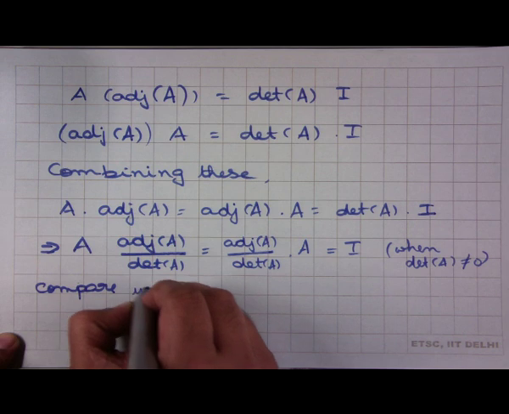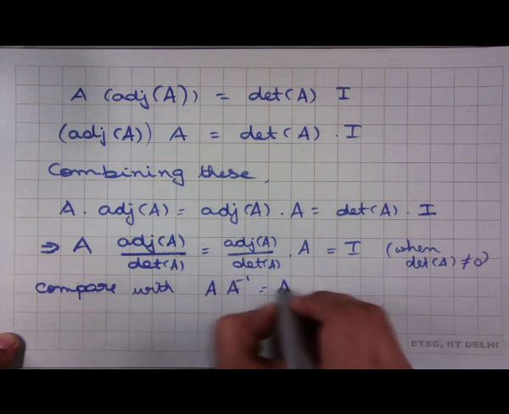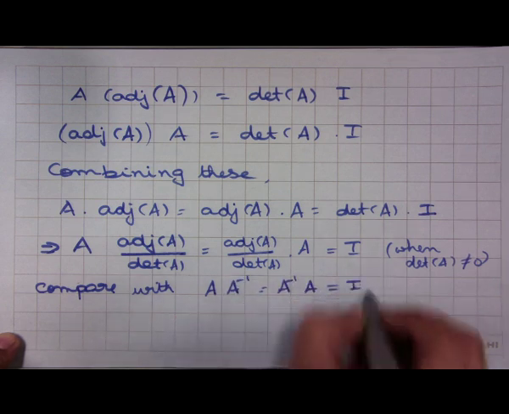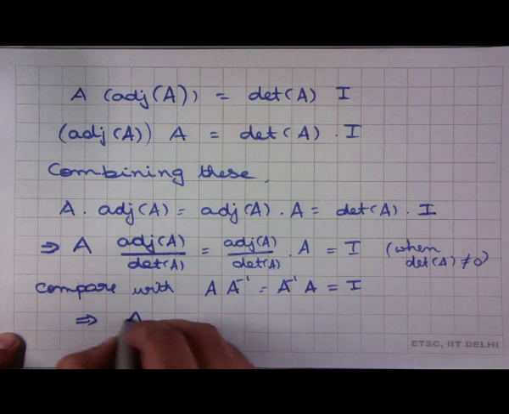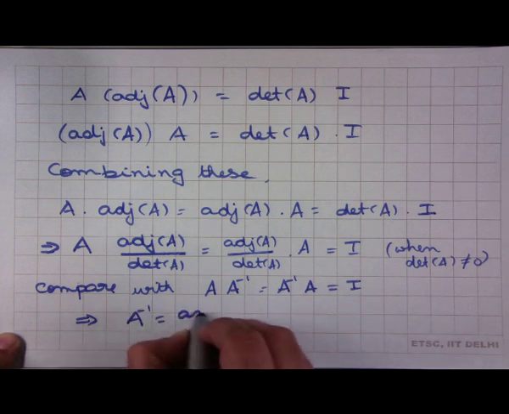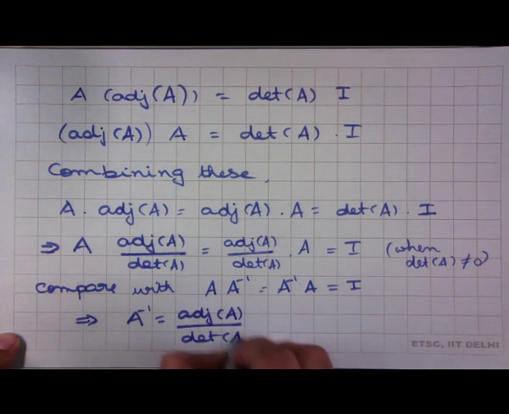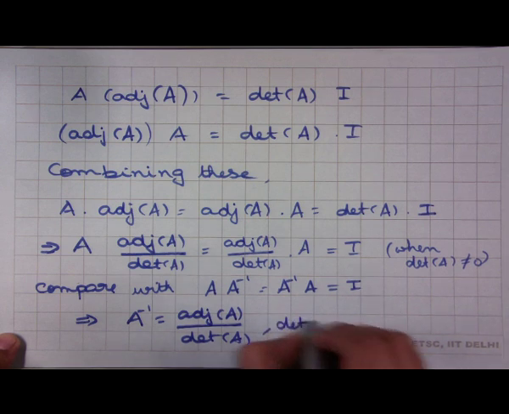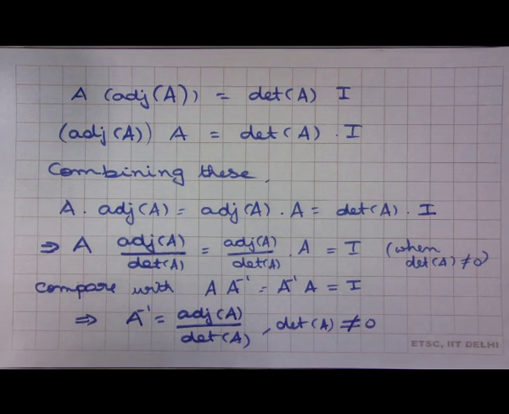And if we compare with A inverse equal to A inverse A equal to identity, which is the defining equation for an inverse, we can get that A inverse is equal to adjoint of A by the determinant of A when determinant of A is not 0. So, this is how we can compute the inverse of a square matrix with a non-zero determinant.